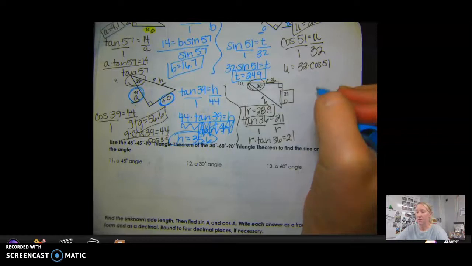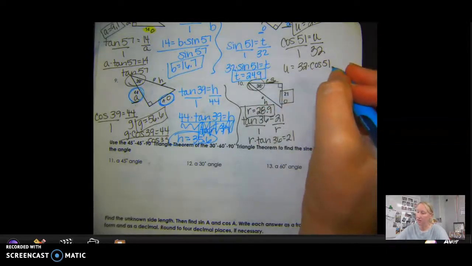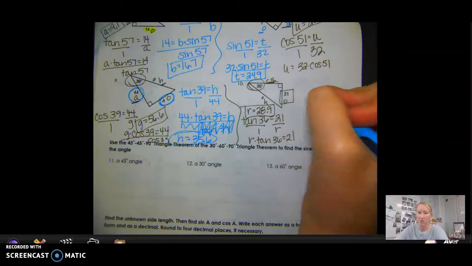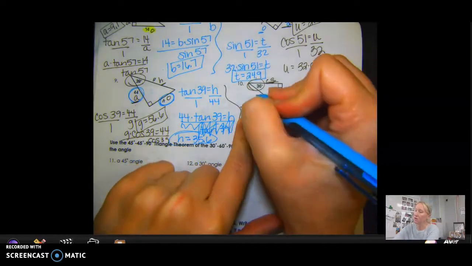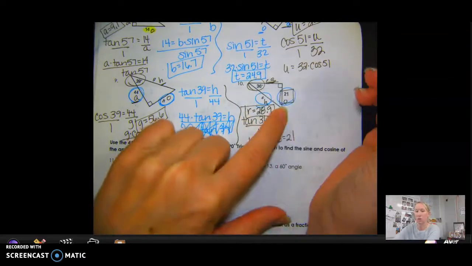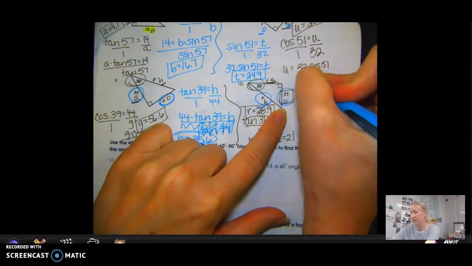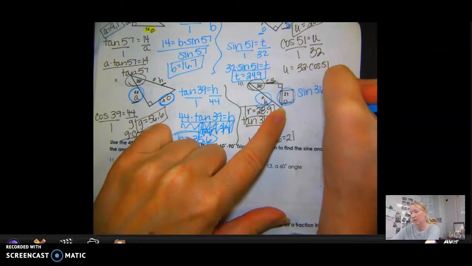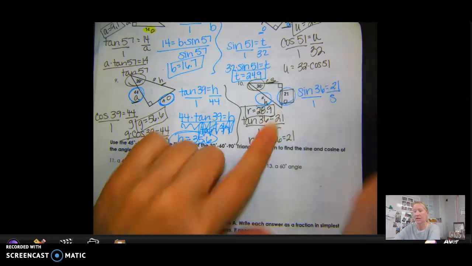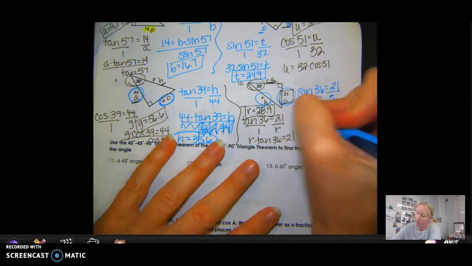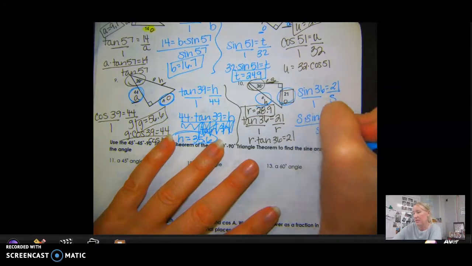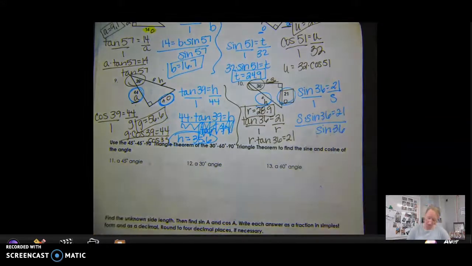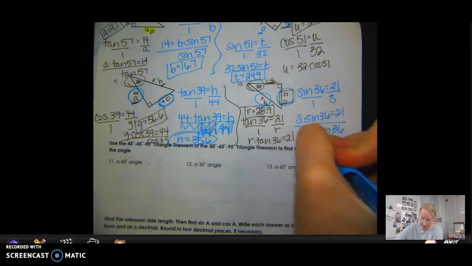All right, now one more on this problem. We found R, so now we need to find S, which is my hypotenuse. I'm going to use the one that they gave us, so O and H. O and H is sine. So sine of 36 is O, which is 21, over H, which is S. Put that over 1. Cross multiply, S times the sine of 36 equals 21. Divide by the sine of 36. So 21 divided by the sine of 36, and I get S equals 35.7.